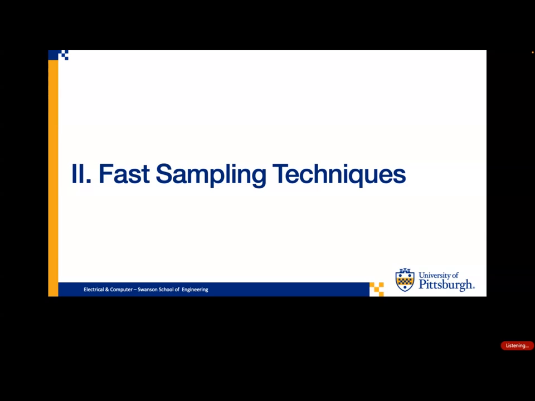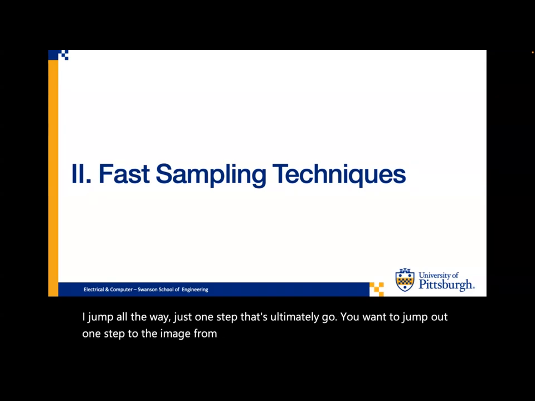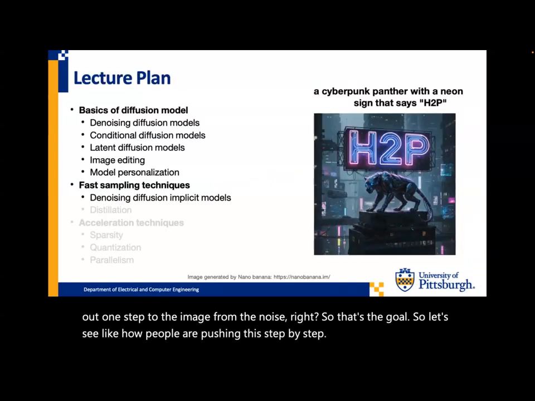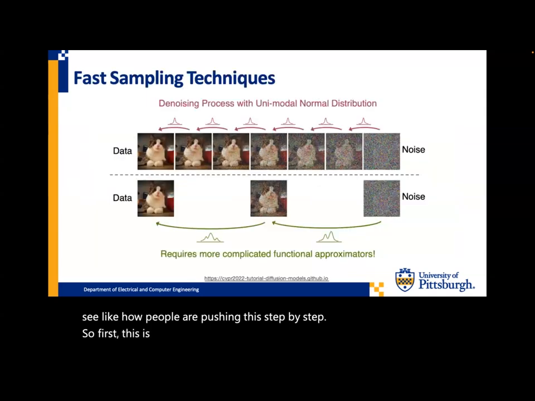People are trying to reduce the number of steps you are climbing. Eventually people want to know how to jump all the way in just one step. That's the ultimate goal: to jump in one step from the noise to the image, right? So let's see how people are pushing this step by step. First, this is denoising diffusion implicit models.